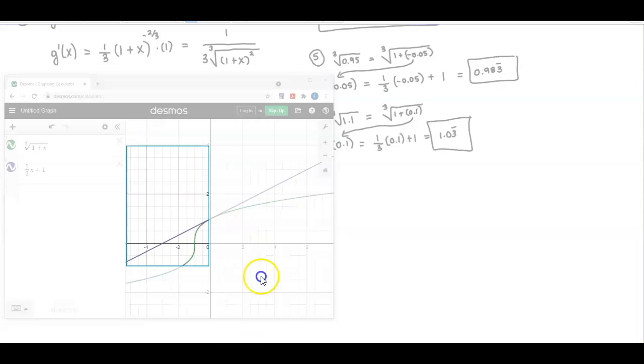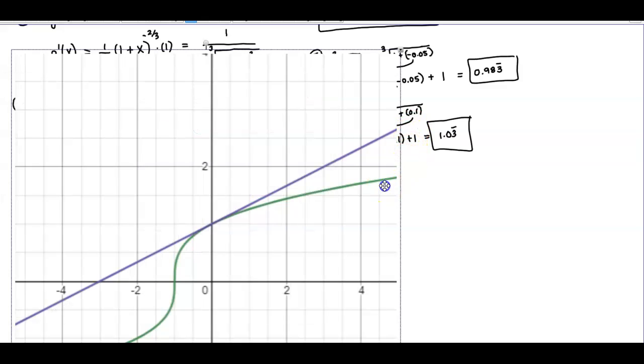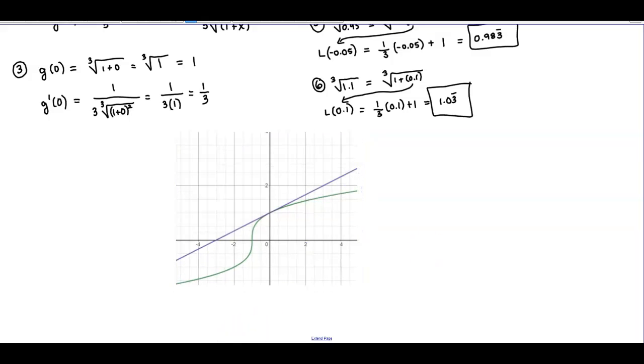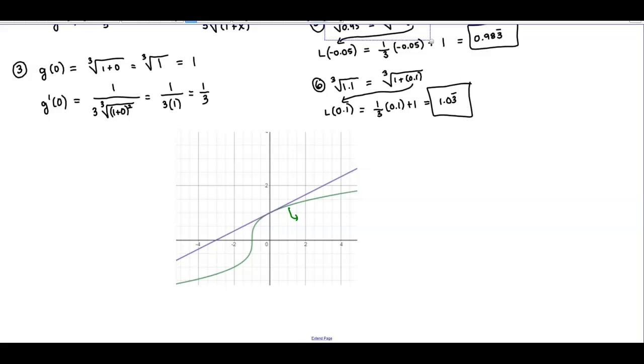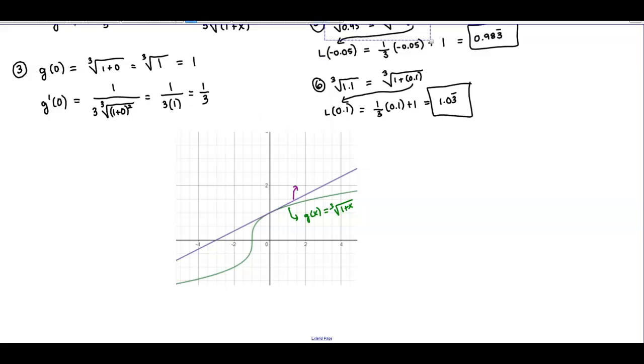So here we have the graph to confirm our results. The green function is our function g of x, which is equal to the cube root of 1 plus x. And then the linearization function L of x is equal to 1/3 x plus 1. And you can see that it's tangent and it's above that curve.